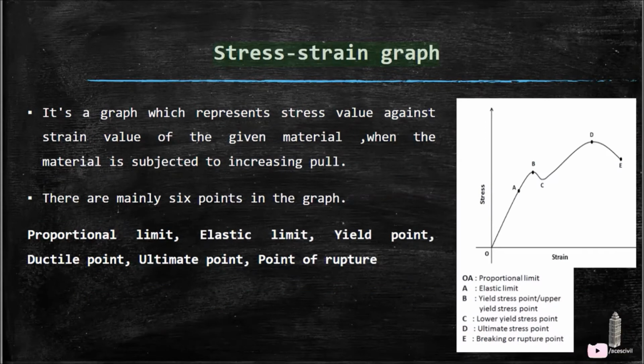Stress-strain graph. It's a graph which represents stress value against strain value of a given material when the material is subjected to increasing pull. There are mainly 6 points in the graph: proportional limit, elastic limit, yield point, ductile point, ultimate point, point of rupture.